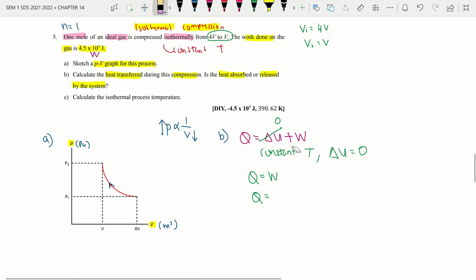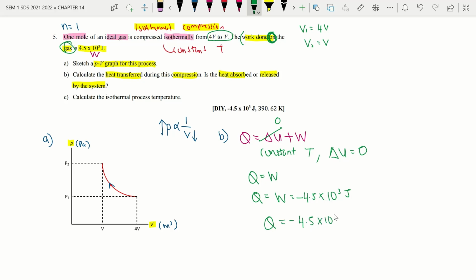Okay, I will write like this so that you can understand. 4.5 times 10 to the power of 3 joule. But read the sentence properly: work done on the gas, so work done on the system. If the work is done on the system, it will be negative. Therefore, heat transferred is negative 4.5 times 10 to the power of 3 joule. So that's for question B.